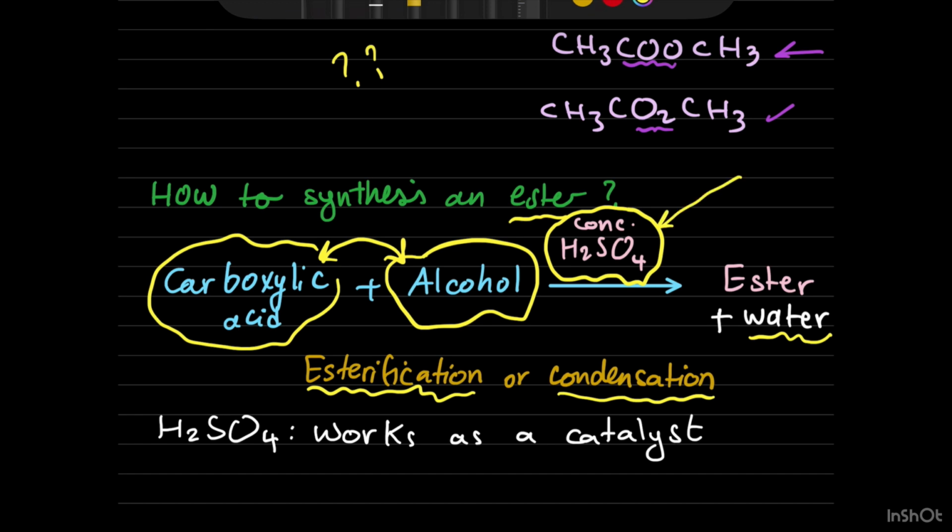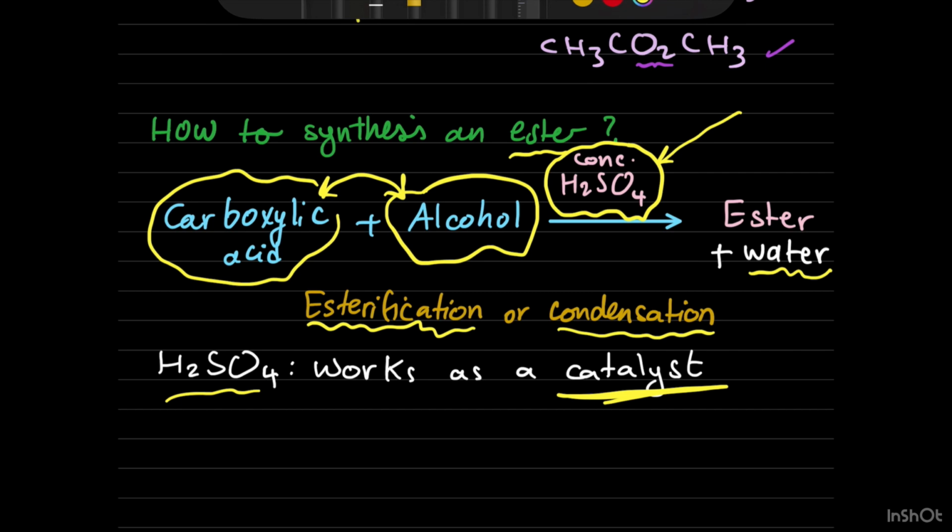But what is the role of sulfuric acid? By the way, sulfuric acid works as a catalyst. It's not a reagent. It's just a catalyst. And we can remember that a catalyst can provide an alternative pathway for the mechanism of the reaction, with lower activation energy. And don't forget the water molecule.